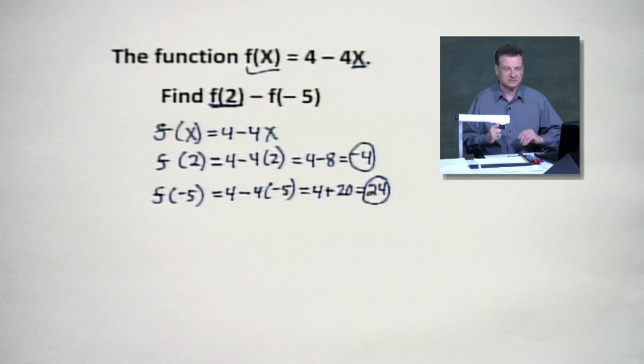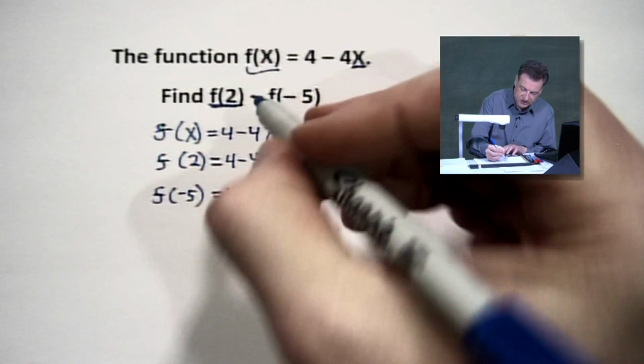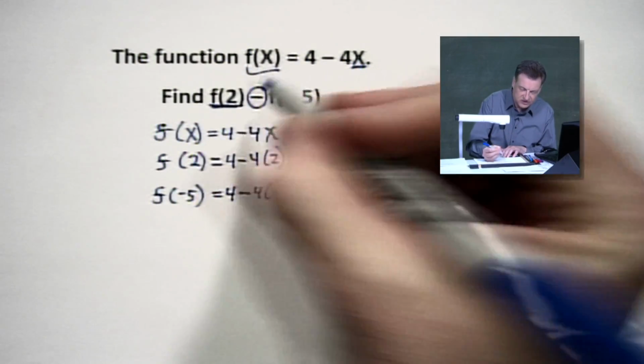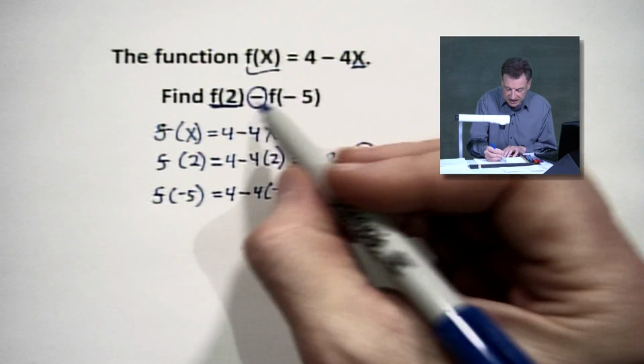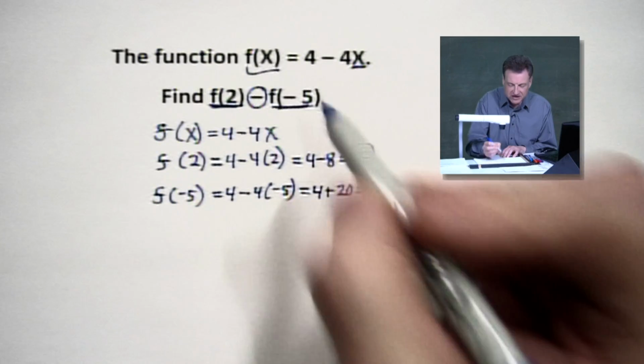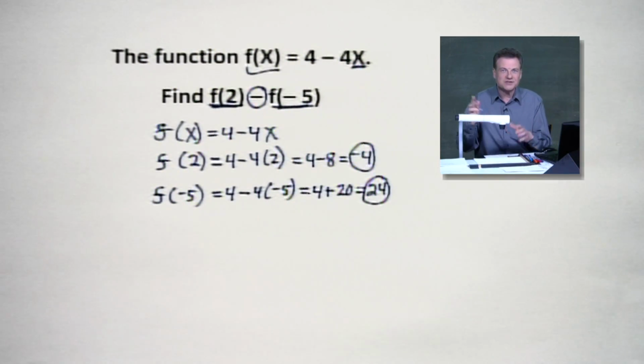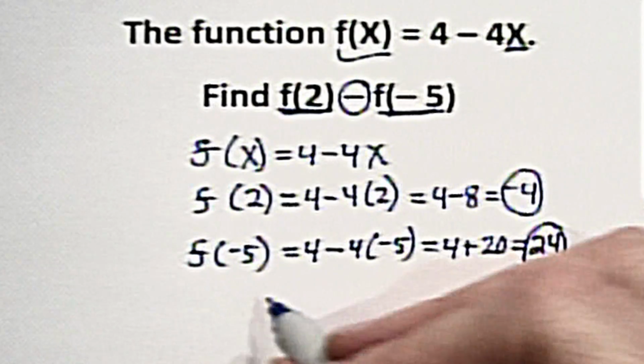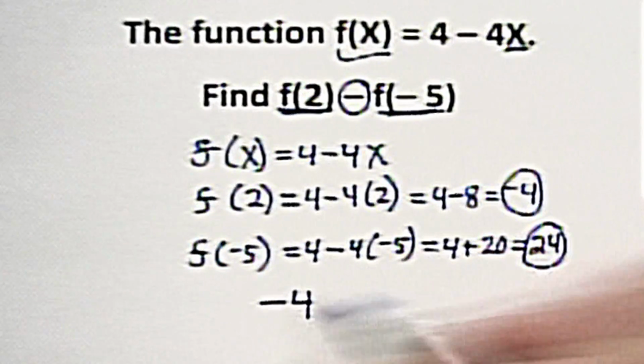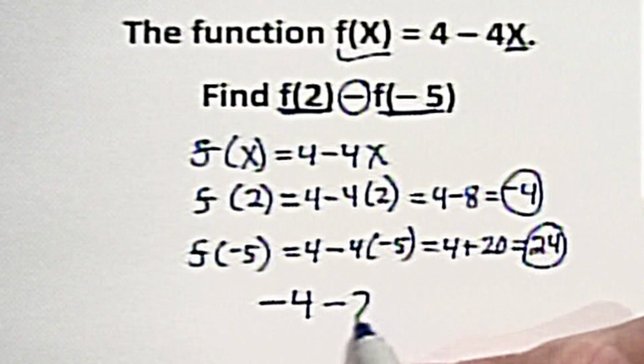Another answer. You say, are we done? Well, we've got to do one more thing. We've got to do the final subtraction. So we found f of 2, and we found this great old f of negative 5. We're going to subtract the results. Now, you say, wait a minute, Ernie, what have we got? We got a negative 4. That's our f of 2. We're going to subtract 24.